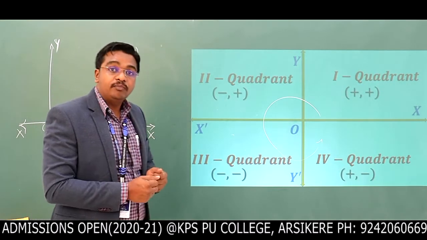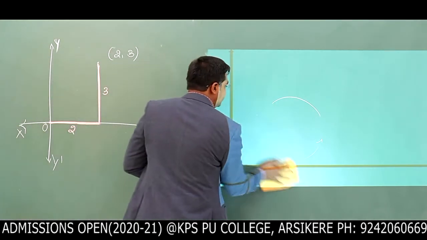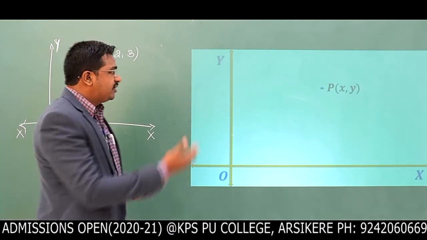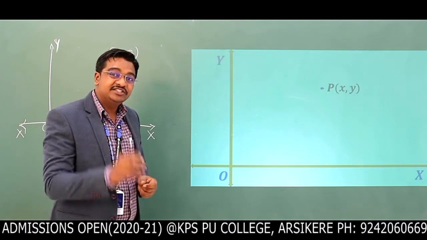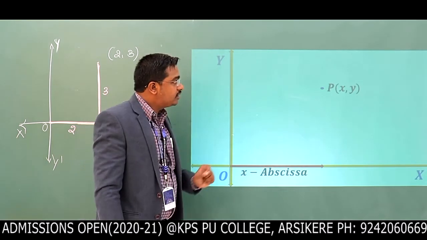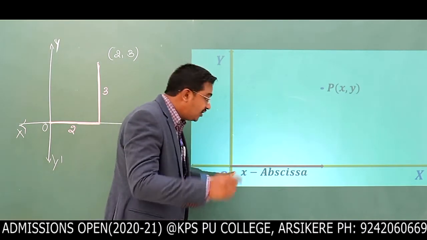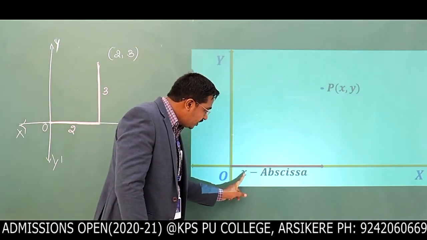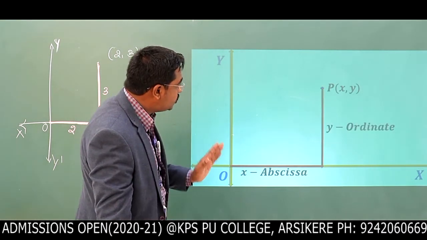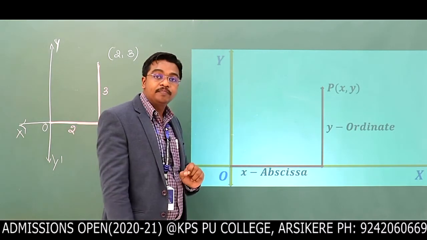So what about a general point here? We'll discuss. Here we have the x-axis and y-axis on the horizon. What is the general point here? P of x comma y. This is the general point in coordinate geometry. So to reach the point P, we are moving x units along the x-axis. The x coordinate is also called abscissa. Similarly, we are moving parallel to the y-axis as y units. That is called ordinate. The y coordinate is also called ordinate.